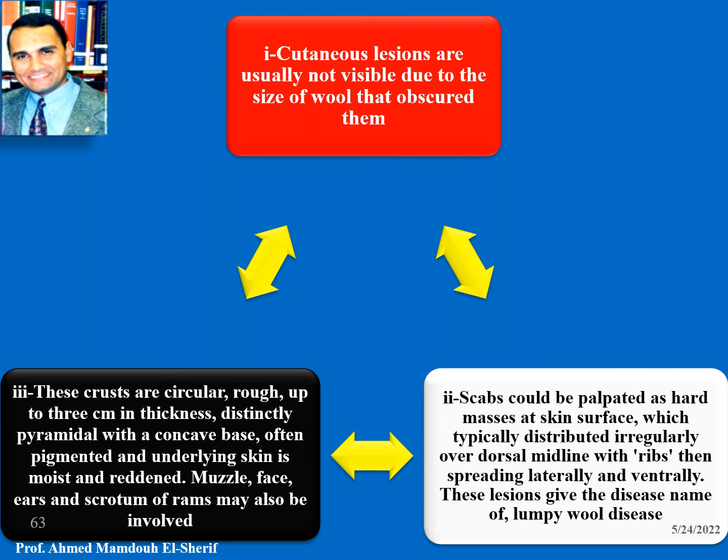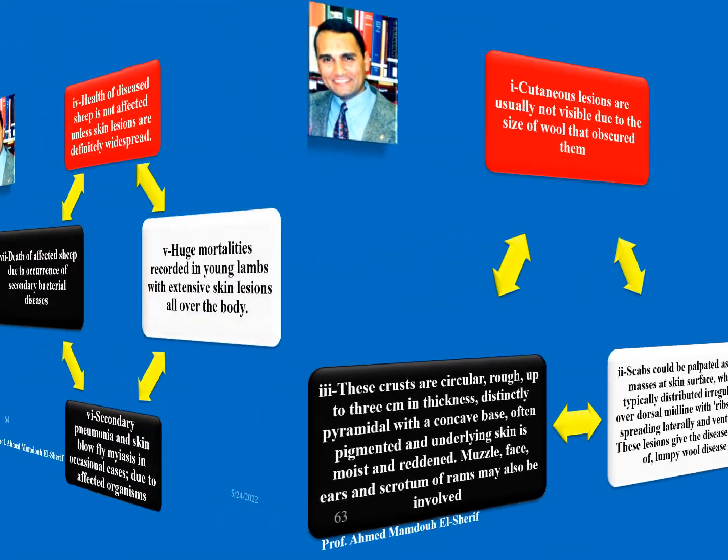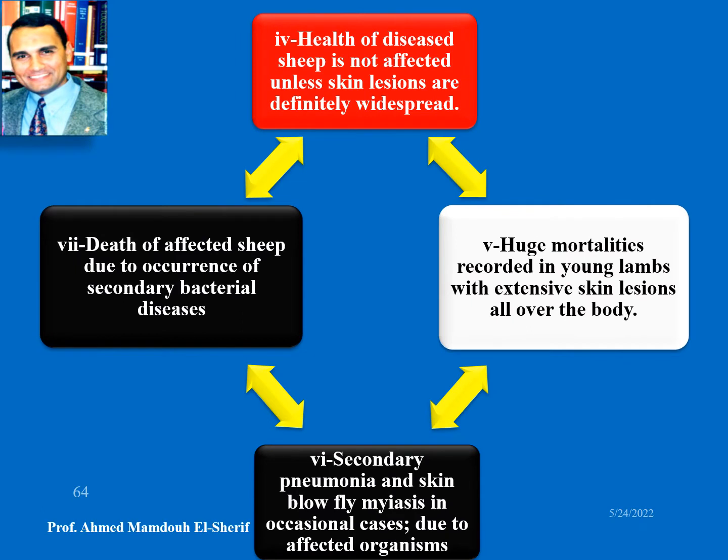These crusts are circular, rough, up to 3 cm in thickness, distinctly pyramidal with a concave face, often pigmented, and the underlying skin is moist and reddened. The muzzle, face, ears, and scrotum of rams may also be involved. The health of diseased sheep is not affected unless skin lesions are widespread.